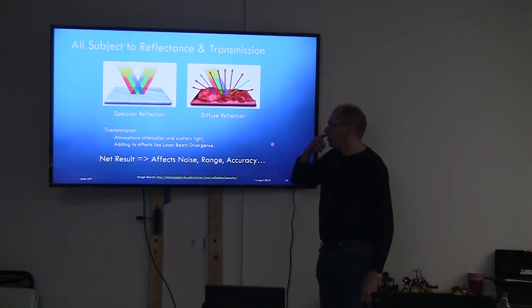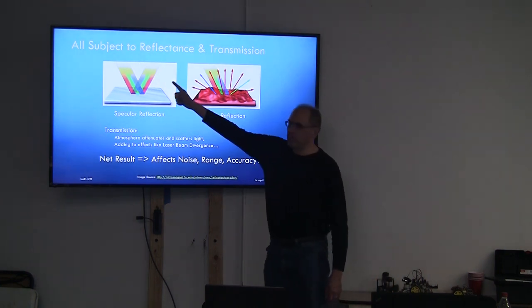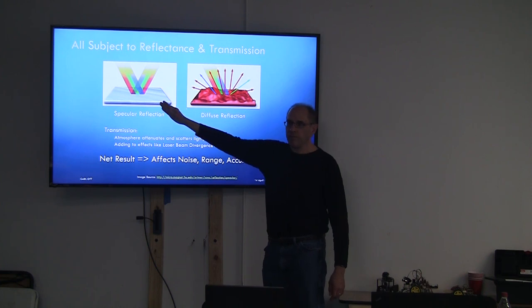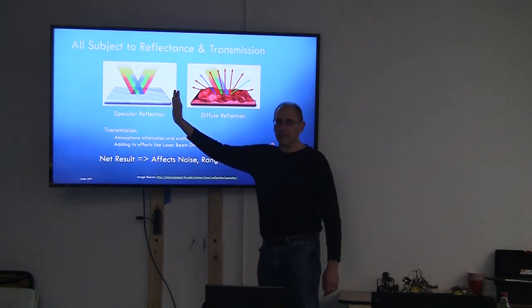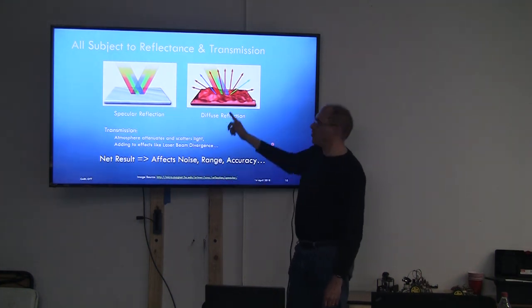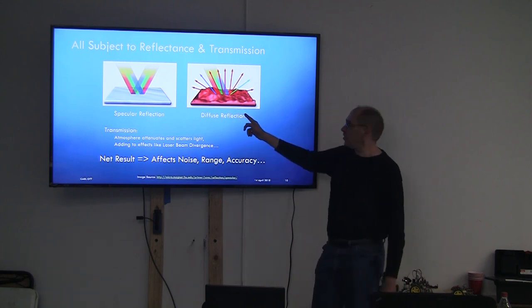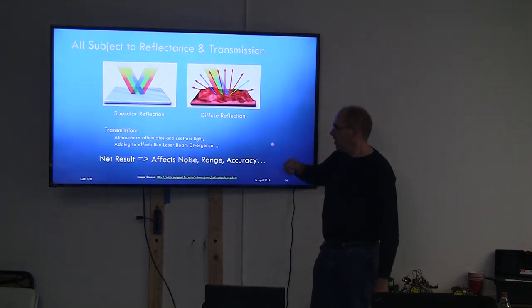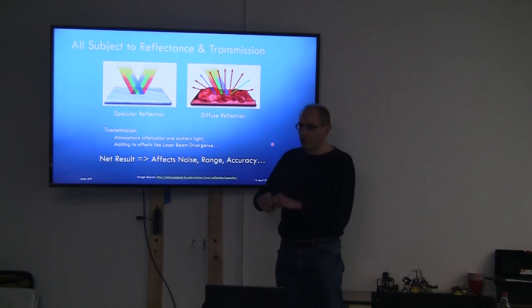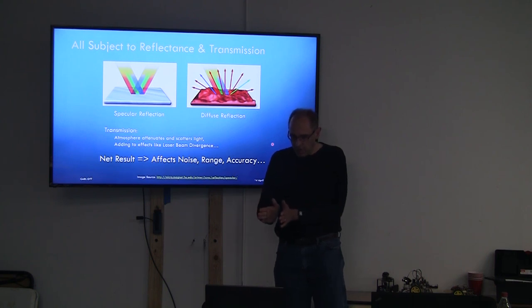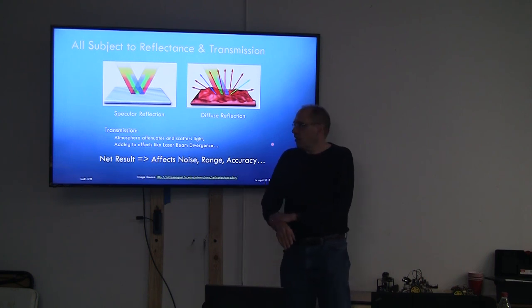Of course, they're all subject to specular reflection, right? Like a perfect thing, where all wavelengths of light get reflected ideally at the same angle. And then there's the real world, which I agree exists, right? Diffuse reflections. And then you've got transmission, right? The atmosphere will scatter it and attenuate it. And then the laser, if you're using a laser, has a natural divergence to the beam.